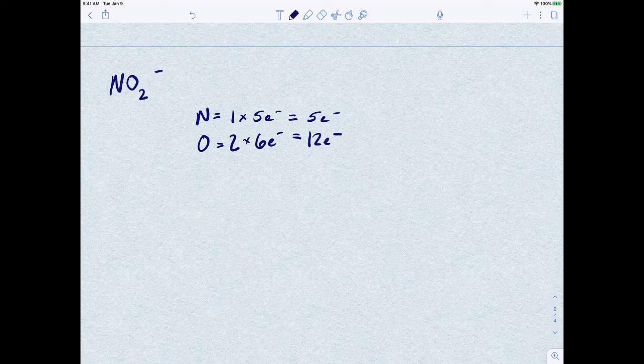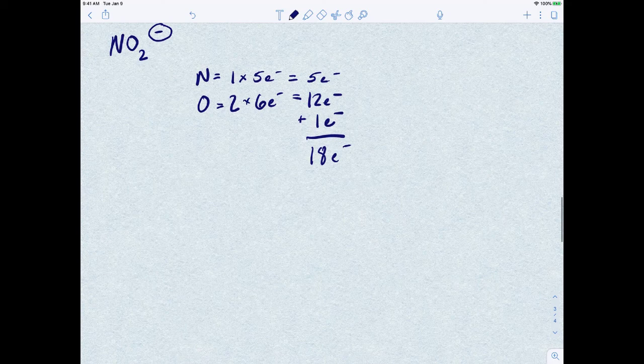All right. In this case, you've got a negative overall charge. So that means you've got 1 extra electron to add in. So that's going to change your number a little bit. Because of this negative charge, I know I'm going to have 1 extra electron. So 5 plus 12 gives you 17 plus 1 more gives you 18 valence electrons.